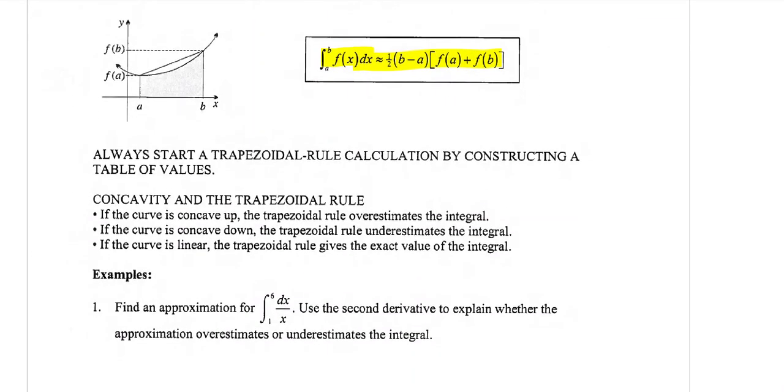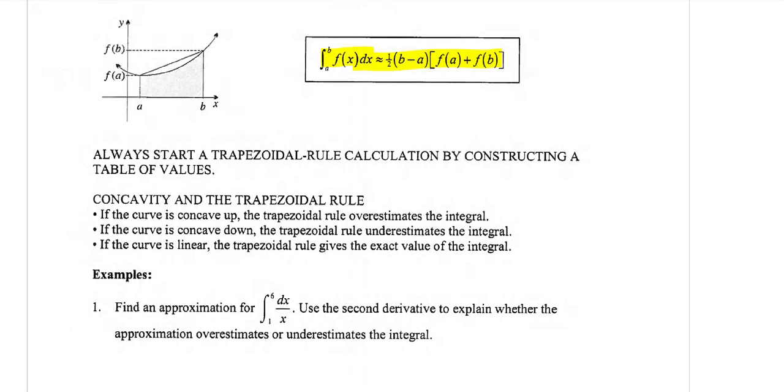So it says, always start a trapezoidal rule calculation by constructing a table of values, which I'll be showing you how to do. Also remember that depending on the concavity of your curve will depend on whether you are overestimating or underestimating your area. If the curve is concave up, like this one, then the trapezoidal rule, your estimate is going to be bigger than the real one, right? Because the real area is cut off down here, but you're actually saying it's up here at this straight line. Your calculation will be over the real one.